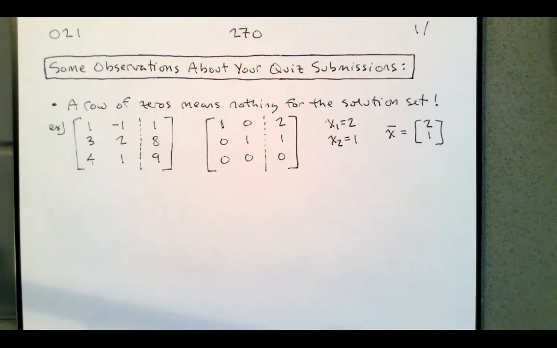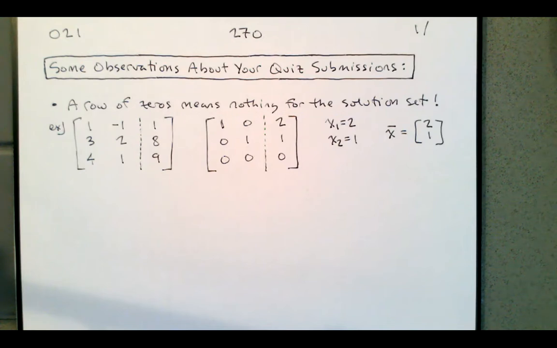First thing I want to hit is that a row of zeros means nothing for the solution set. So we can't say that there's an infinite number of solutions because there's a row of zeros in the augmented matrix. A row of zeros in the augmented matrix means nothing for the solution set. You can never explain a solution set and bring up a row of zeros. So pretty much don't bring up a row of zeros.